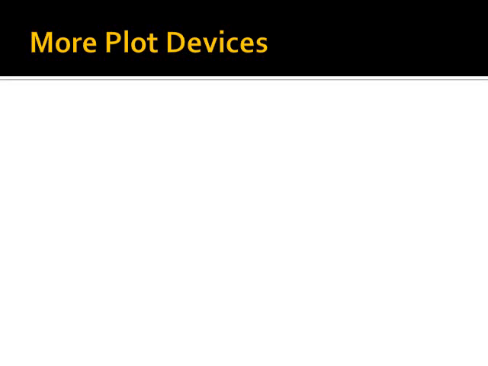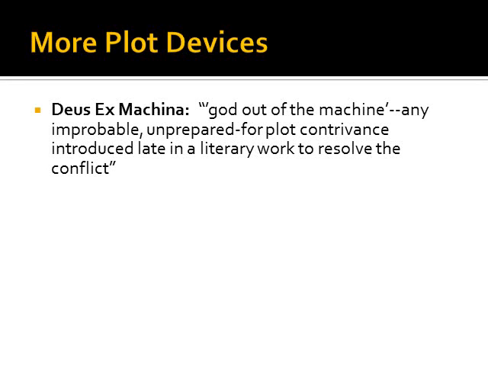More plot devices. They just keep on coming. Okay, Deus Ex Machina. This is another Latin phrase. It literally means God out of the machine. The reason why it is called God out of the machine is that back during the times of Greek tragedies and such, a pretty common plot device that playwrights would use in the event that they painted themselves into a corner, so to speak, plot-wise, like they put their characters into a position where there's just really no way out.